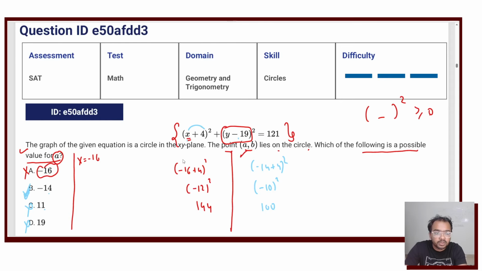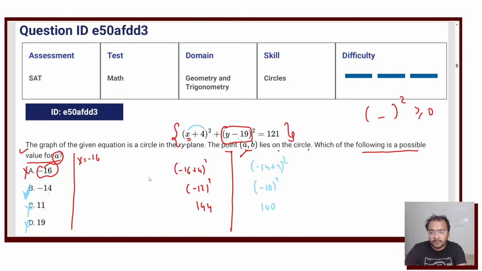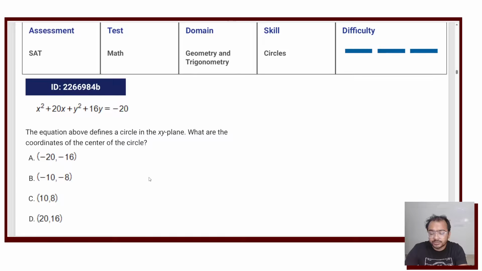What do they want? They want a point on the circle. So you can see that we have 2 points on the circle. This way we can solve it using Desmos. Okay, so let's move to the next one.